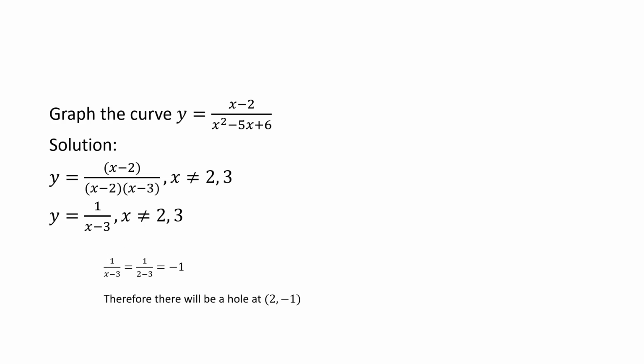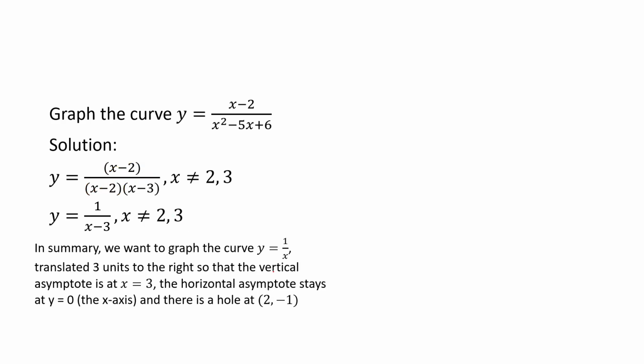And we also know that we have a hole from the discussion that we said earlier. Because we had x minus 2 and x minus 2, it originally made the denominator equal 0, but then we were able to cross them out and they were gone. That tells us that we have a hole at 2 comma negative 1. So in summary, we want to graph the curve y equals 1 over x, translate it 3 units to the right, and keep the horizontal asymptote where it is, and put a hole at 2, negative 1.